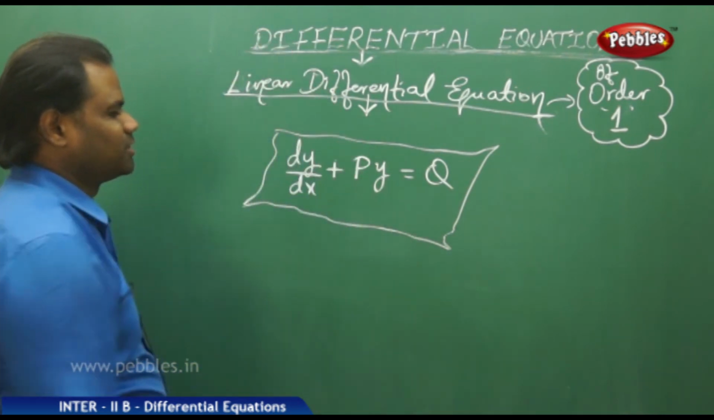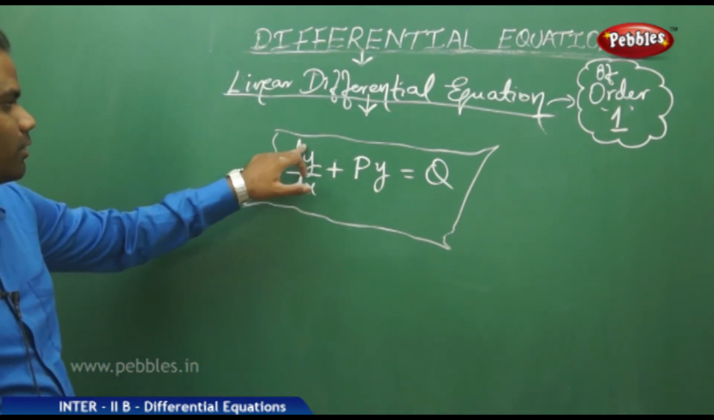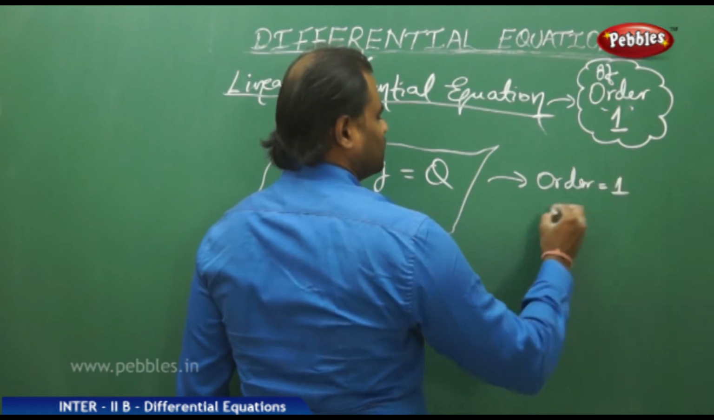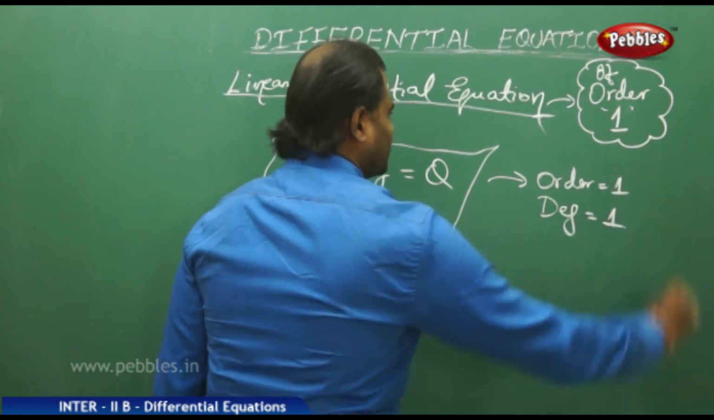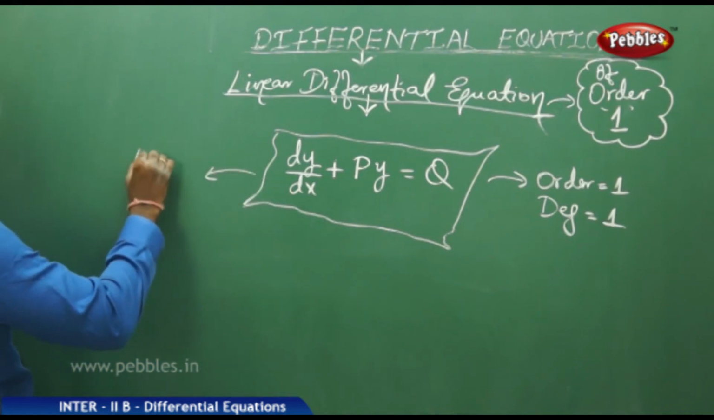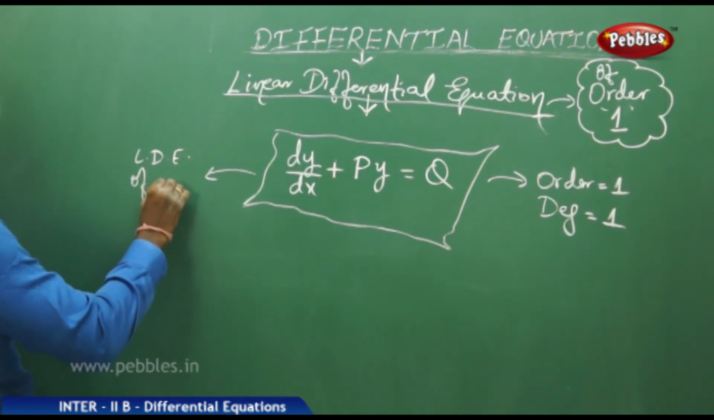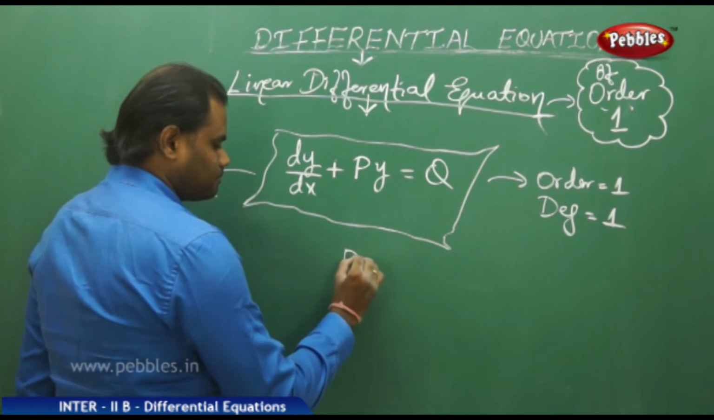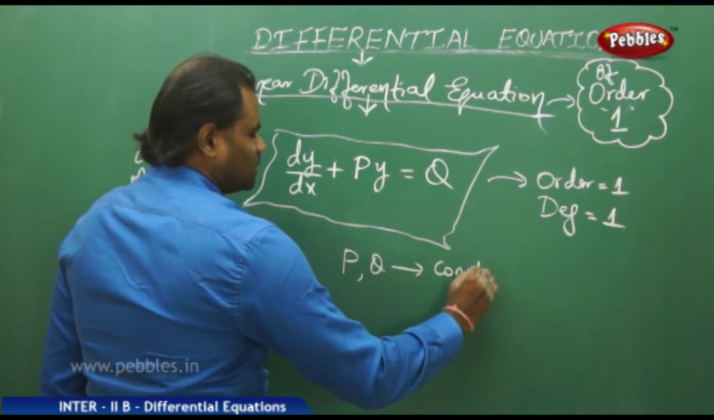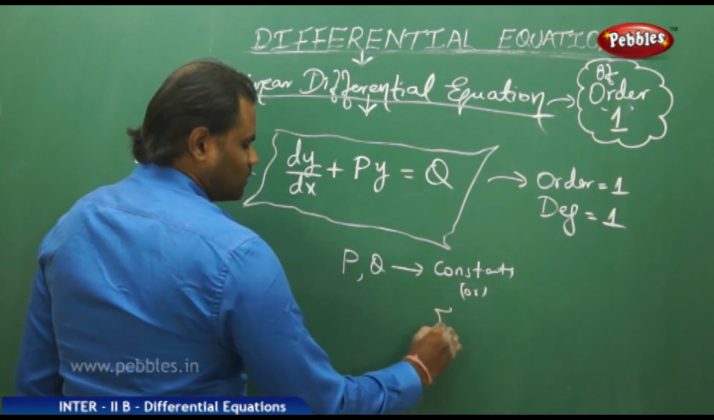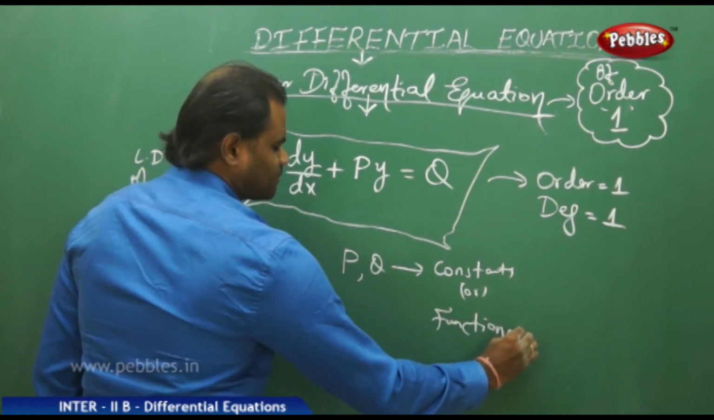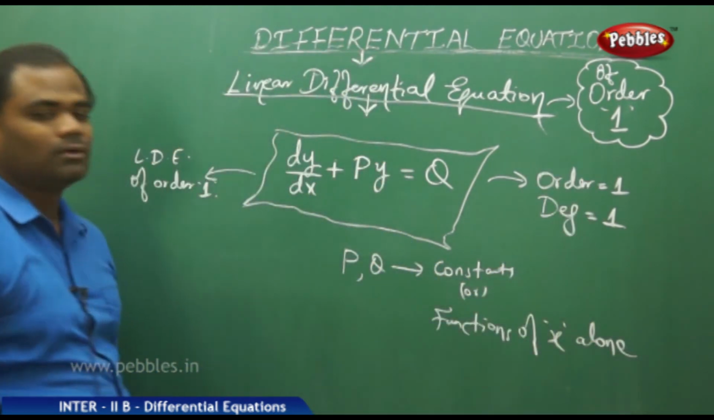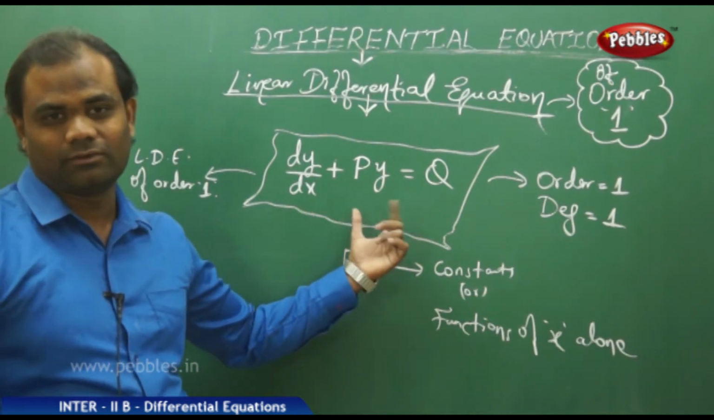a linear differential equation of order 1 because the order is 1 and degree is 1 for this differential equation, and hence this is called a linear differential equation of order 1, where P and Q are either constants or they can be functions of x. This is how we define a linear differential equation of order 1.